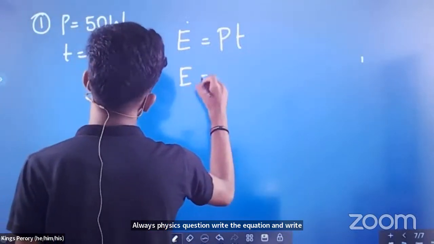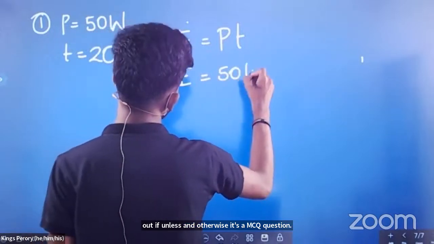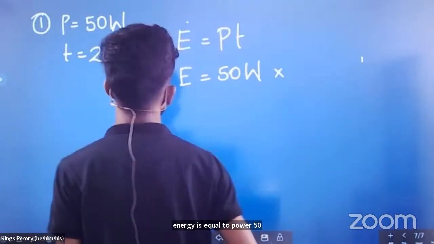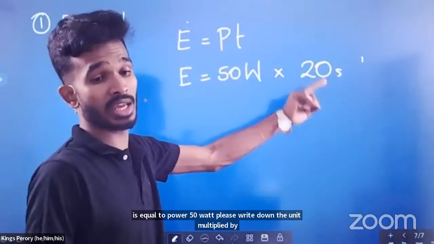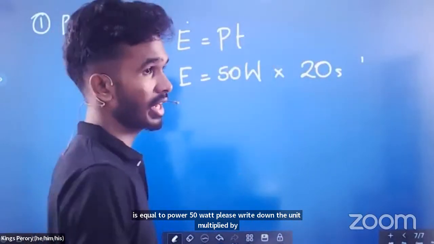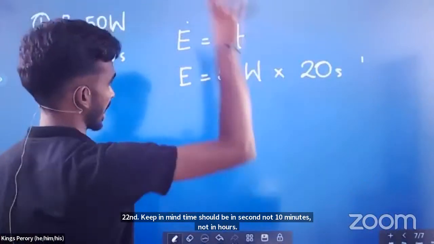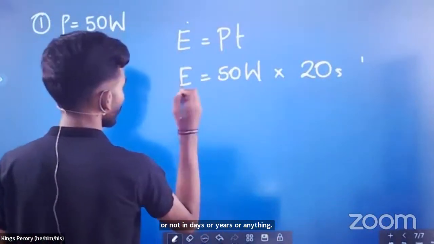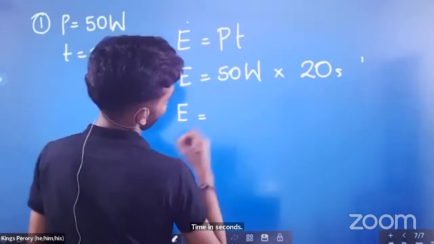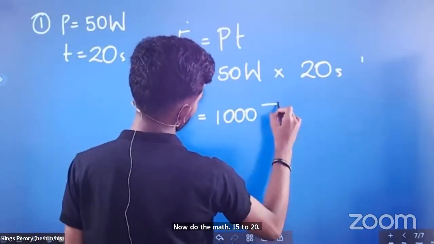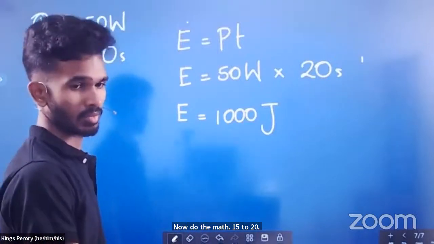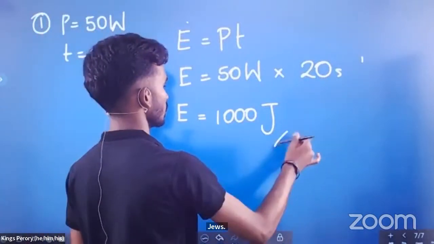Energy E is equal to power 50 watt, please write down the unit, multiplied by time 20 seconds. Keep in mind, time should be in seconds, not in minutes, not in hours, or days or years or anything. Time in seconds. Now do the math. 50 times 20, that is 1000 joules. Energy is 1000 joules.